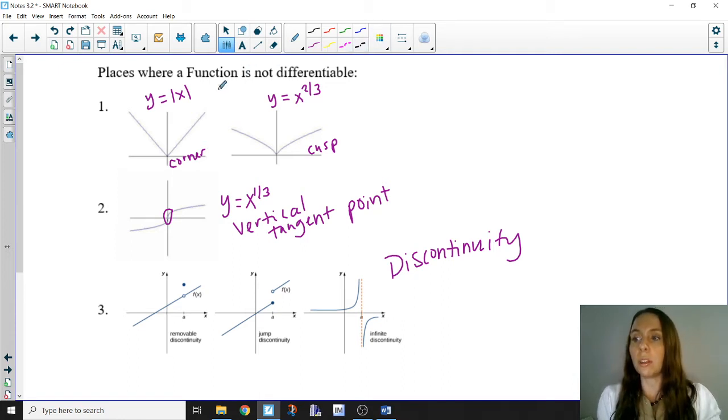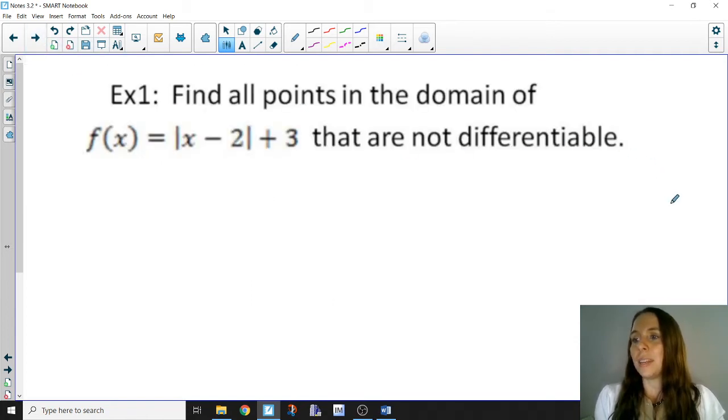So that's one other place that we need to be aware of that is not differentiable. Any sort of sharp turning point. Okay, I just say it's sharp. It's dangerous. Stay away from it. So let's look at an example of that one right now. Take a look at example 1 with me.